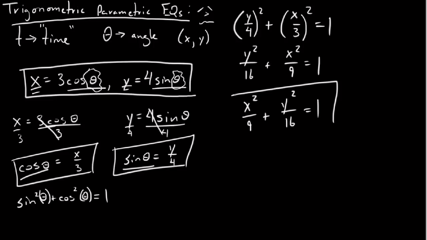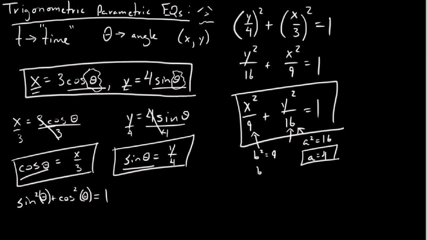If this were a circle, we'd have a common radius, and both of these numbers down here would be the same. But alas, they are not. So instead we're going to treat this as an ellipse. Let's identify a few things. 16 having the larger magnitude, we say that's a squared. If a squared is 16, then a is 4, and that distance is the distance from the center of the ellipse out to the vertices along the major axis. If b squared is 9, then b must be 3, and that's our minor axis distance.